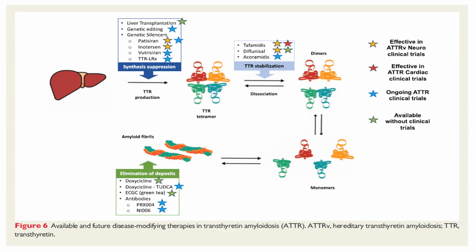So the liver is where we suppress the TTR production, while if the fibrils go from the liver, then we have medications that do dissociation and TTR stabilization in susceptible patients, which is called tafamidis. Then, lastly, if it is not available or not effective, we go to the elimination of the deposition by doxycycline or doxycycline and TUDCA, and we use antibiotics for this.